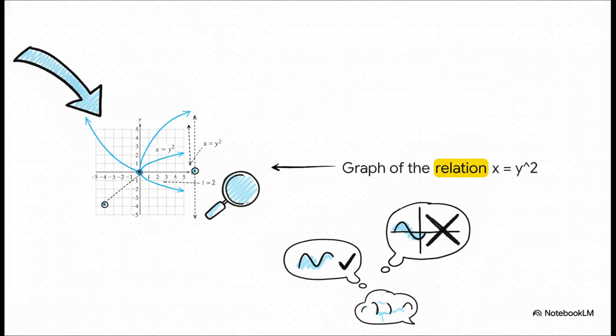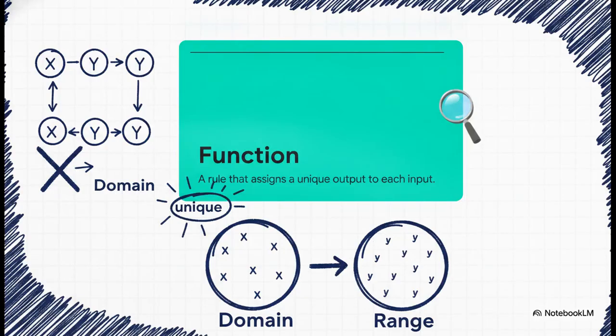And that brings us to the function. A function is way stricter than a relation. It is a rule that assigns a unique output to each input. That word right there, unique, is the whole shebang. You absolutely cannot have one input pointing to 2 different outputs. We also define 2 really key sets here, the domain, which is the set of all valid defined inputs, or x values, and the range, which is the specific subset of outputs, the y values, that the function actually produces.